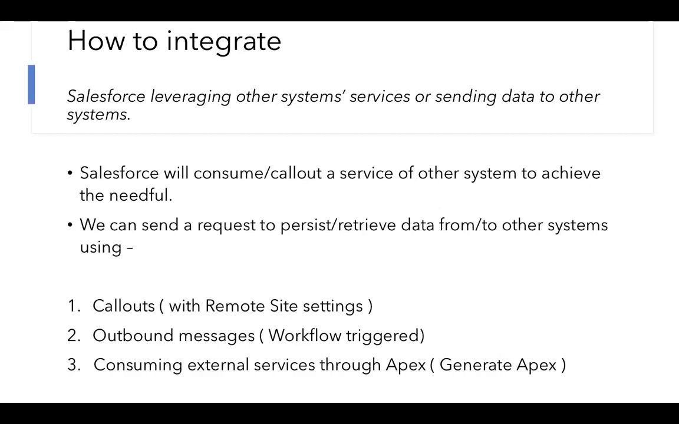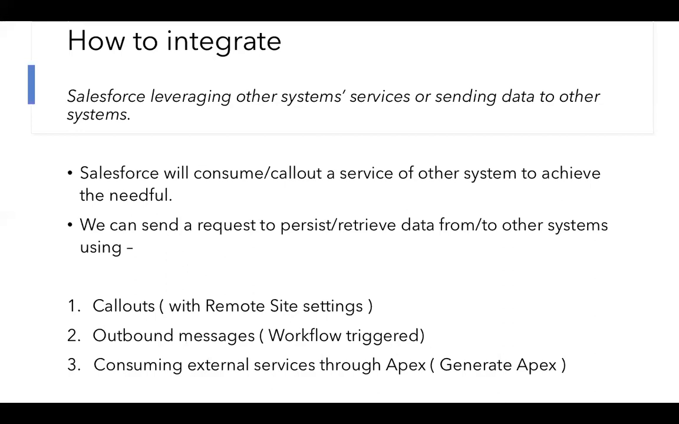And I'm pretty sure it's still there, but personally, I have not seen it. It's a very small percentage of projects that we've seen using outbound messaging because of their limitations. So 3 and 1 are really what we look at when we are trying to go to a different system or trying to leverage a different system's functionality. So 1, again, I'm trying to summarize here.